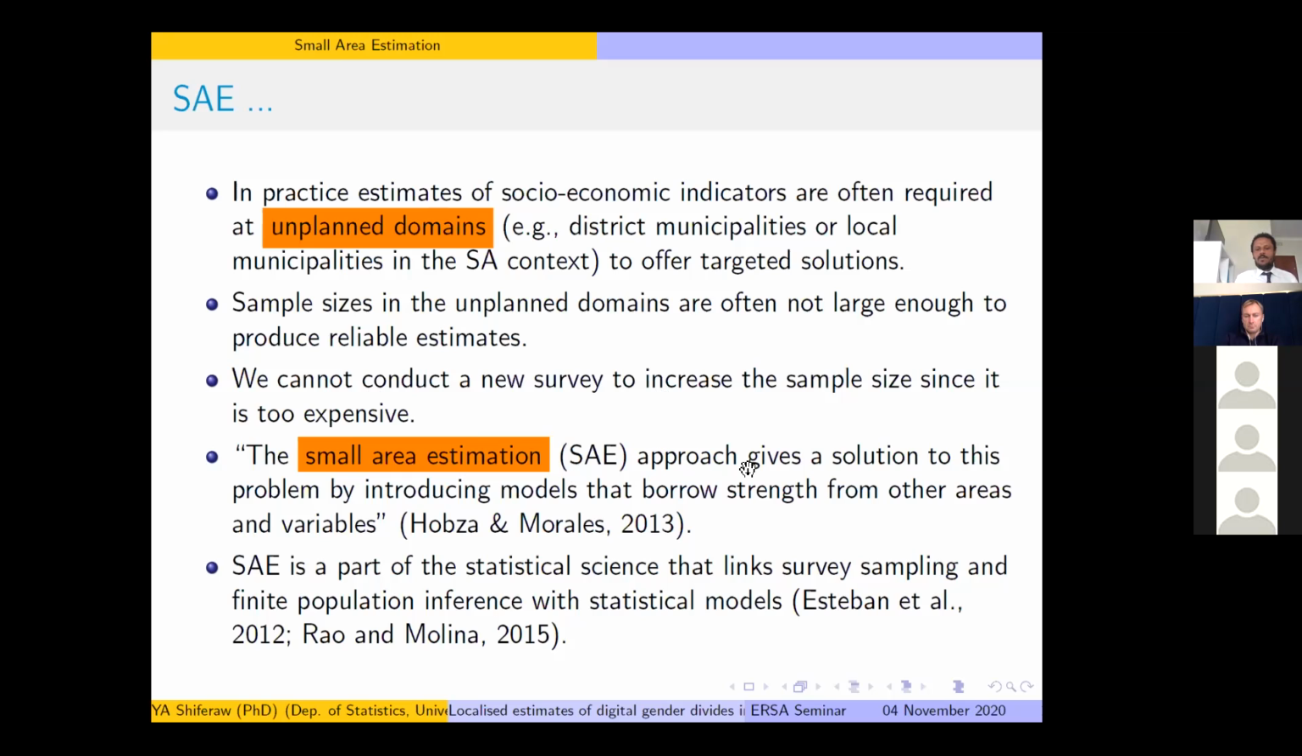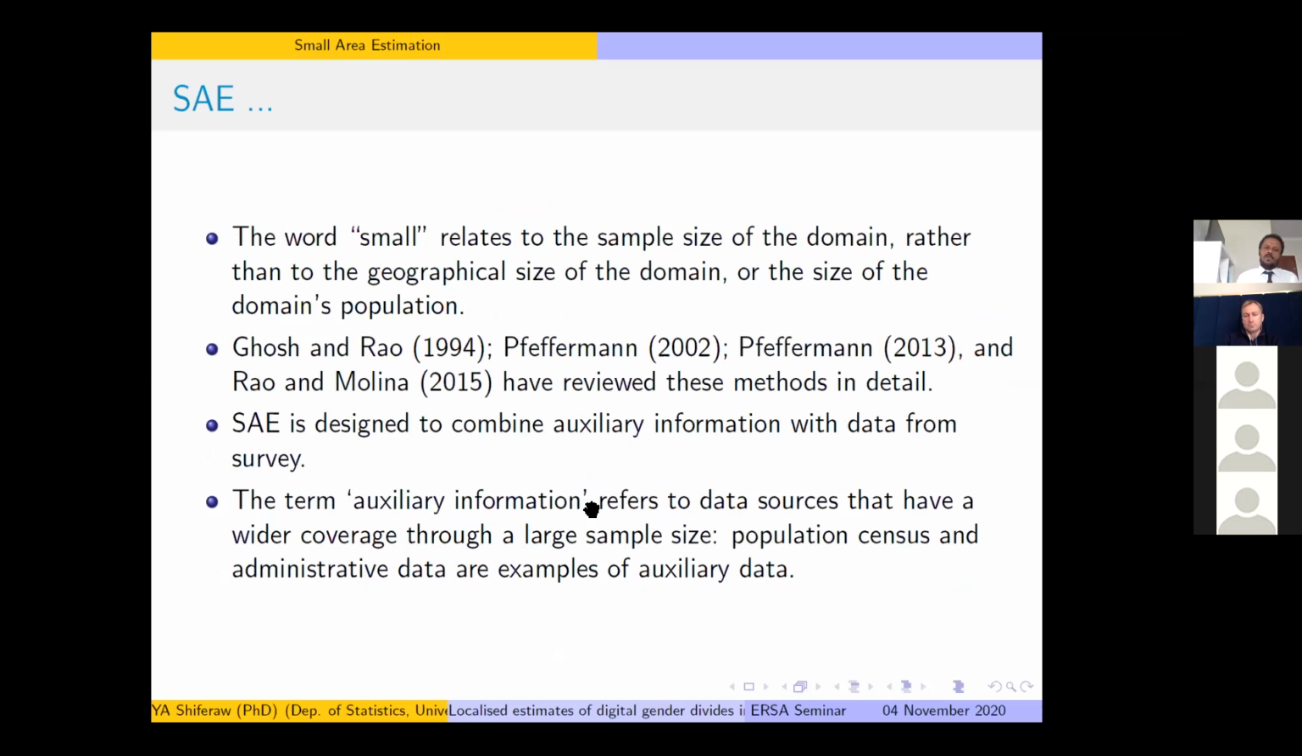So the small area estimation approach gives a solution to this problem by introducing models that borrow strength from other areas and variables. So what is small area estimation? It is a part of statistical science that links survey sampling and finite population inference with statistical models. When we say small area estimation, the word small refers to the sample size of the domain rather than to the geographical size of the domain or the size of the domain's population. There is an excellent review of small area estimation that has been provided by experts in the field.